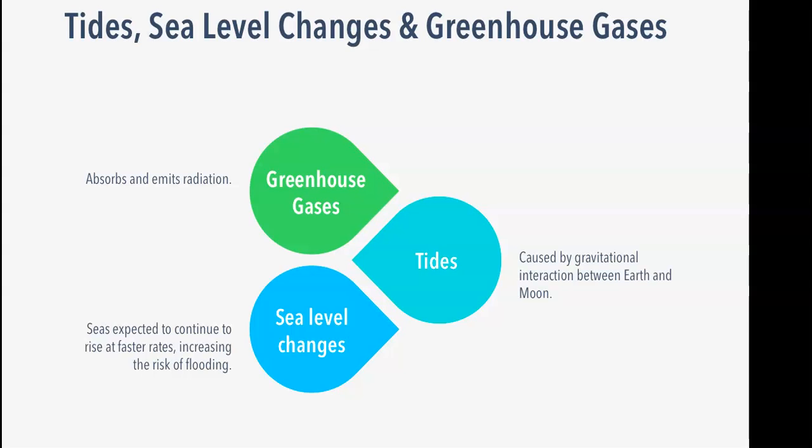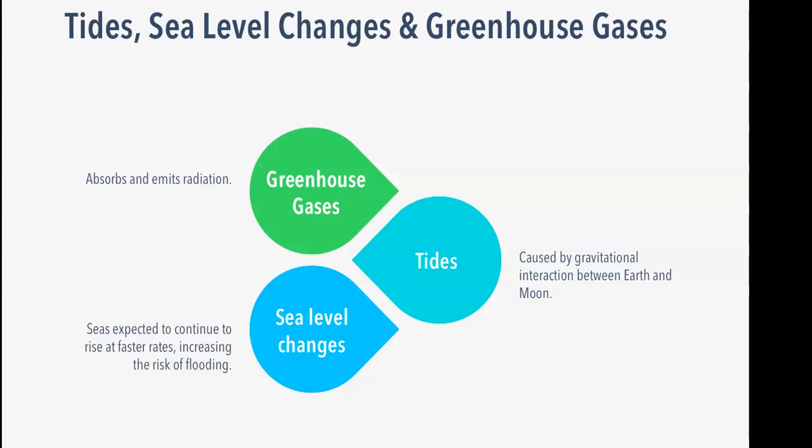The sea level changes for several reasons, including rising temperatures as fossil fuel burning increases the amount of greenhouse gases in the atmosphere. In a warming climate, the seas are expected to rise at faster rates, increasing the risk of flooding along our coasts. And then finally, just being familiar with greenhouse gas.